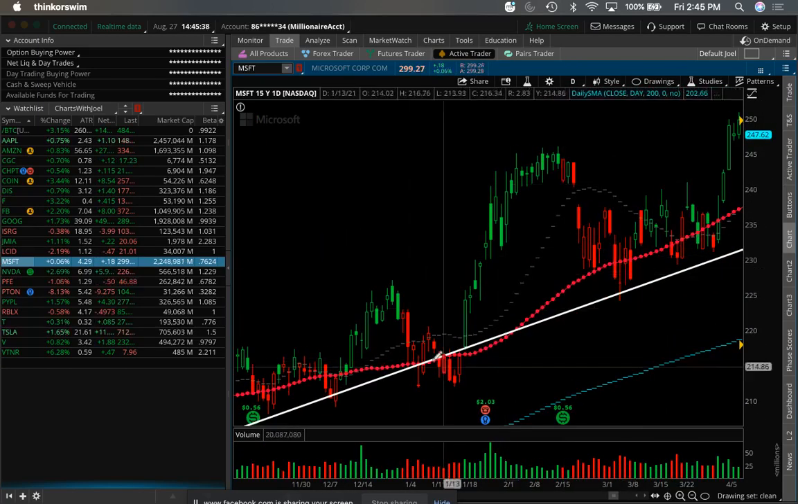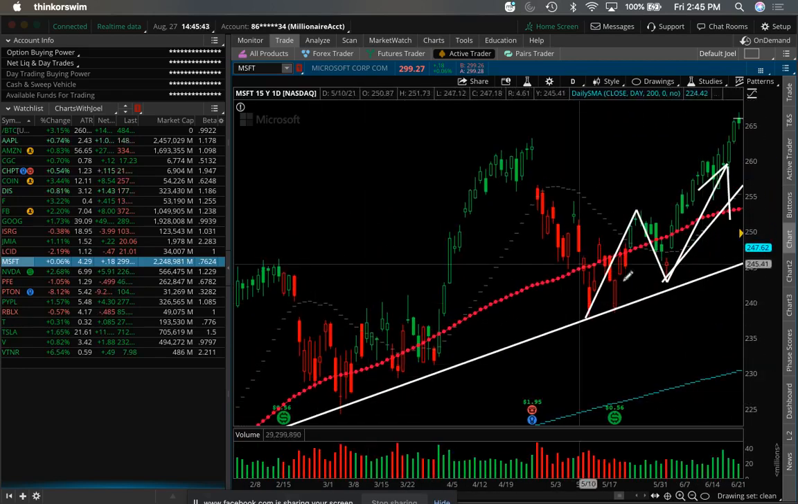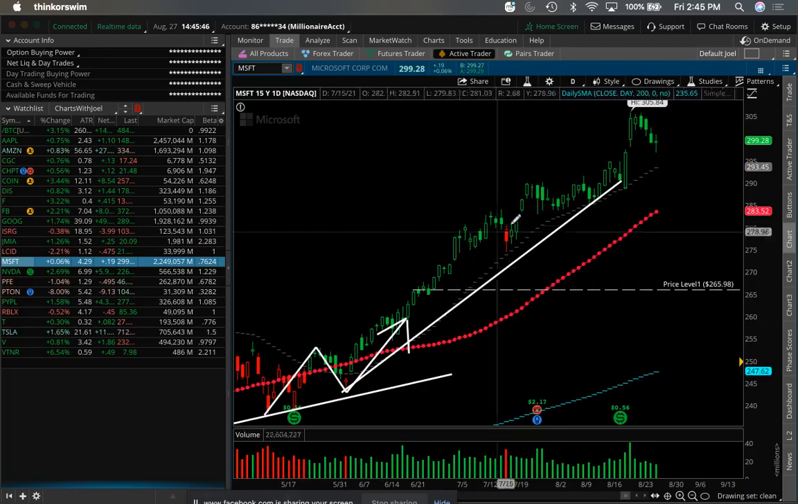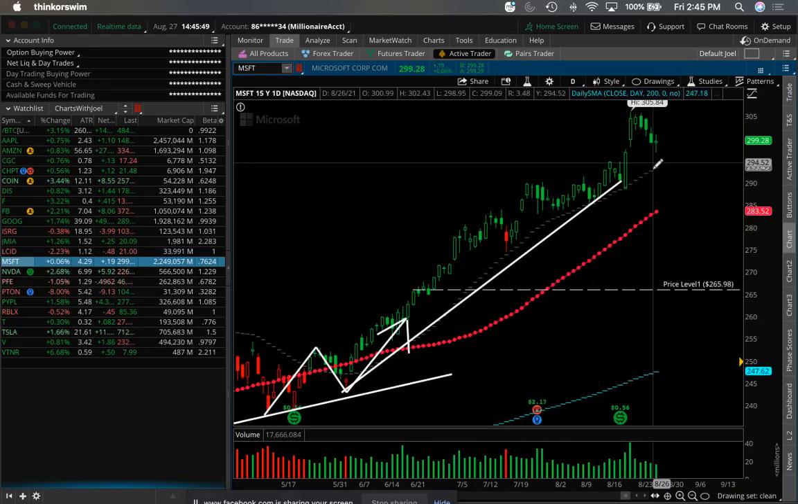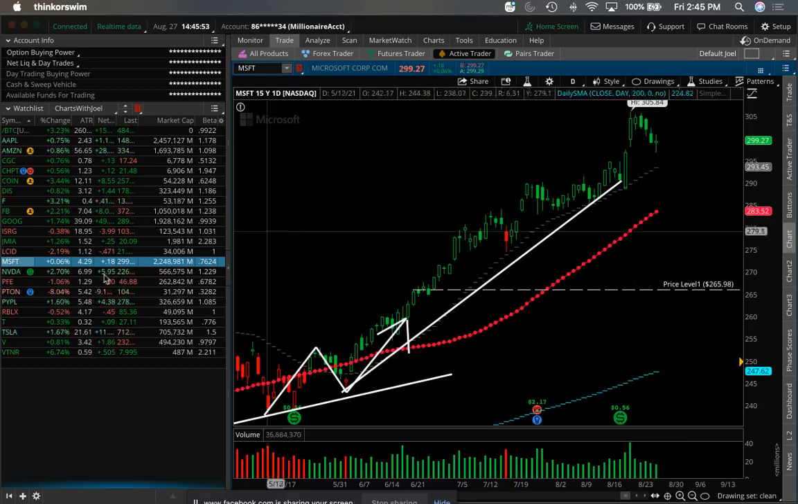Look at all those times it hit the 50 day. And now it's just hitting the 20 day, 20 day, 20 day. Should you be buying it here? It's way up here. Just wait for it to hit the 20 or the 50 day.